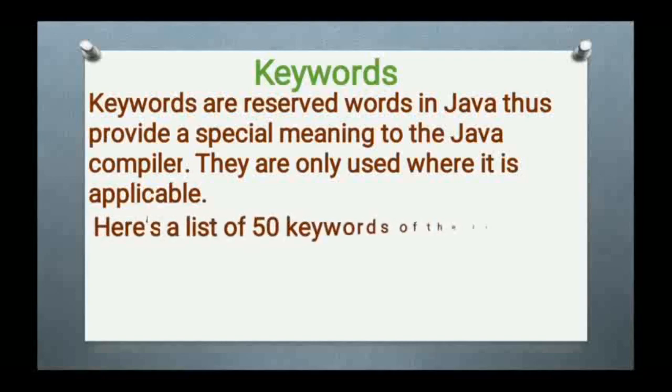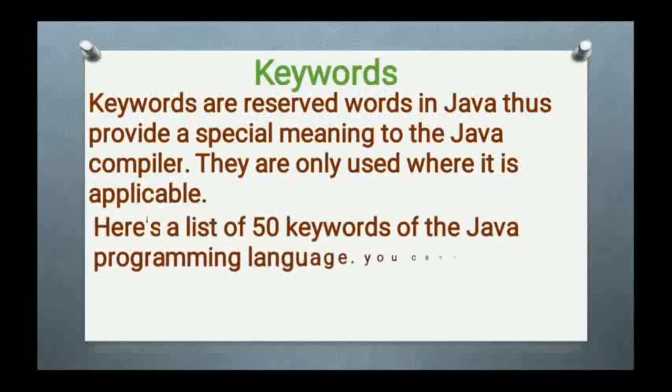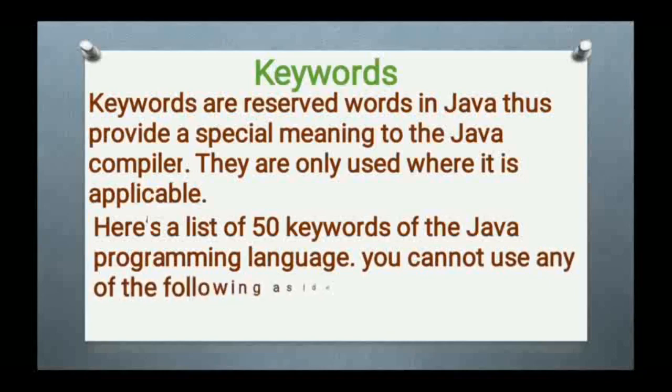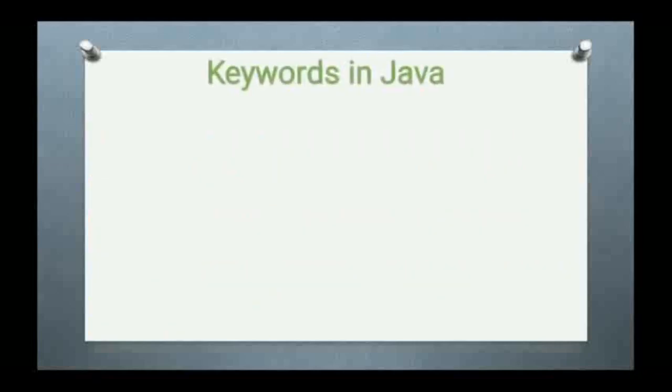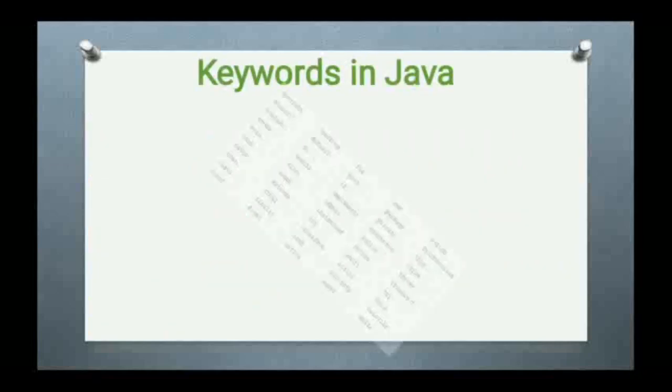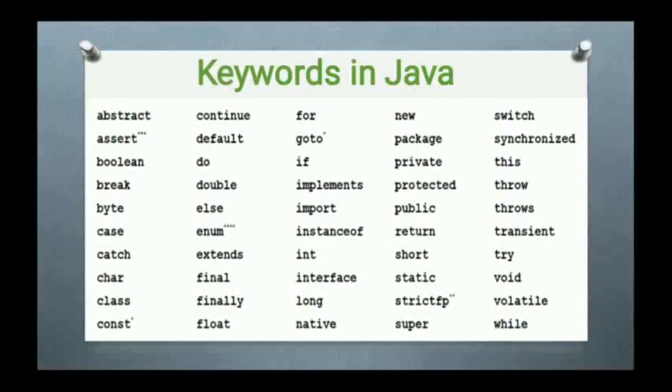Here is a list of 50 keywords of the Java programming language. You cannot use any of the following as an identifier in your program. So I am showing a list of 50 keywords used in Java programming language. The keywords in Java, these are the total 50 keywords: abstract, assert, boolean, break, byte, case, catch, char, class, const, continue, default, do, double, else, enum, extends, final, finally, float, and so on.